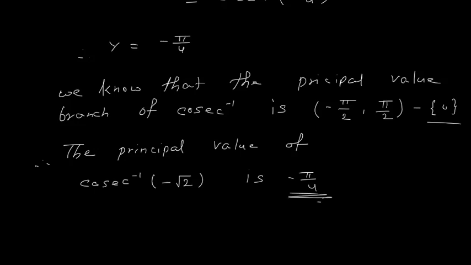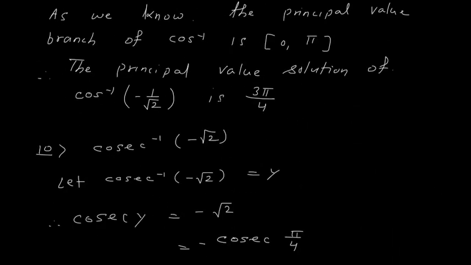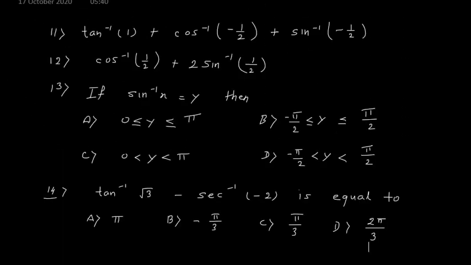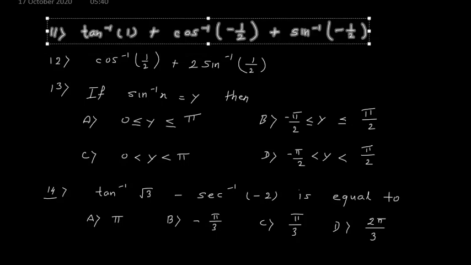So this is the result. Okay, so we have understood how to find the principal values. Now let us move to question number 11. Question number 11, now we have so many values that I have to find and add. We have the value of tan inverse 1 plus cos inverse minus half plus sin inverse minus half. So one by one we will take problems and solve them.